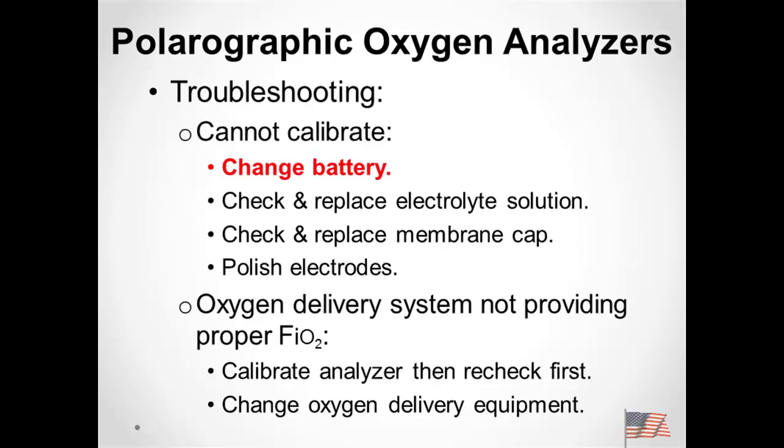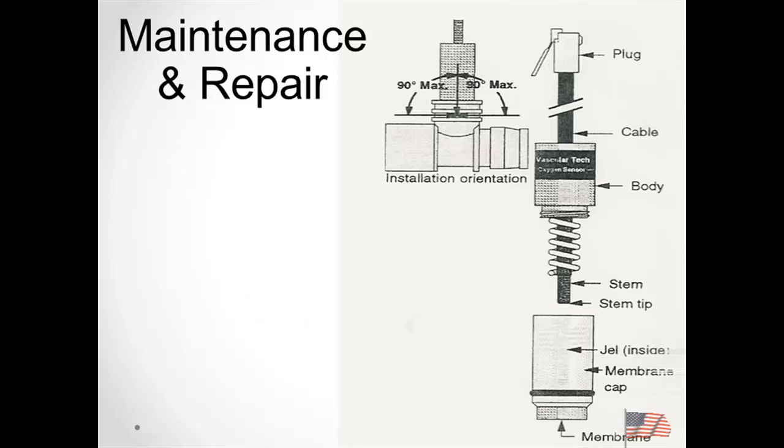Troubleshooting it, if I can't calibrate, first thing to do is change the battery. That makes sense. That's kind of like the question, do you have it plugged in? Check and replace the electrolyte solution. Check and replace the membrane. And you can even polish the electrodes. So there's multiple steps that you can do if you can't calibrate. And if it's not properly measuring the FiO2, again, first of all, calibrate and recheck. And if it's properly calibrated but it's still not measuring the proper FiO2, maybe there's something wrong with the delivery system. Maybe I have it set up wrong.